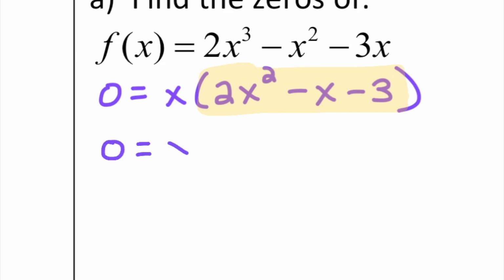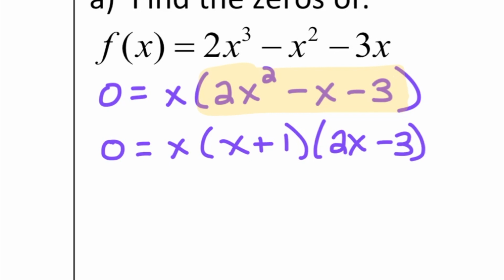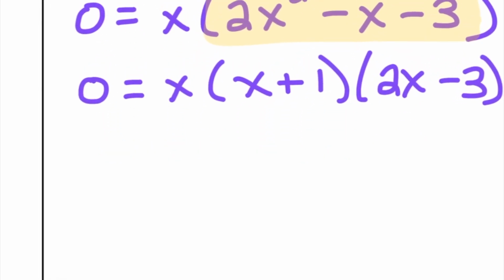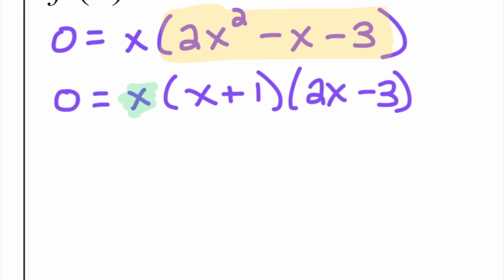I am going to assume that you can factor that. Pause it and take a minute and make sure that you factor it without just copying what I have. And I get x plus 1 times 2x minus 3. And the idea is that you set each one of those factors. So there's 3 factors here, right? We have the x, and we have the x plus 1, and we have the 2x minus 3.